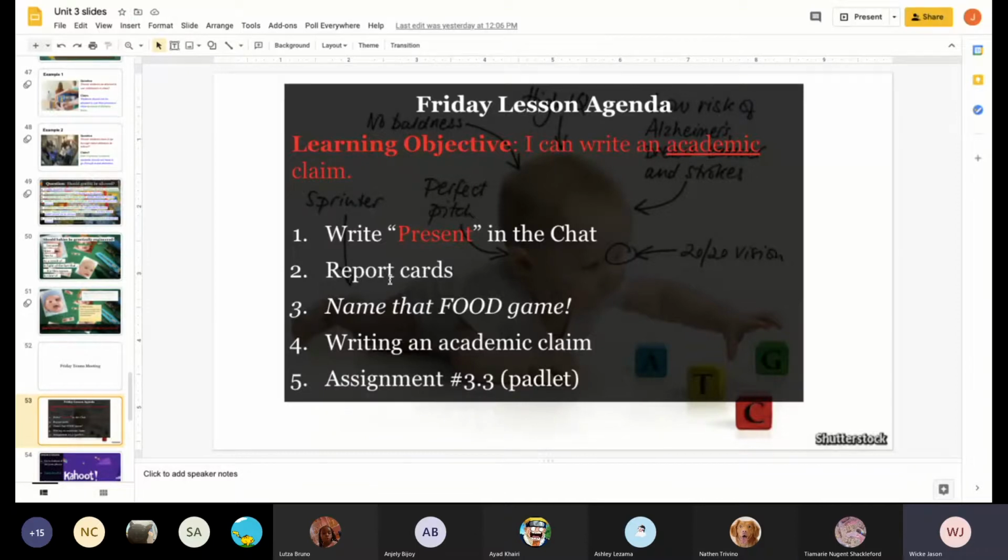So yeah, report cards for the second marking period should be on Pupil Path now. If you don't have a way of getting on Pupil Path, just send me a private message. I will send you your registration code to get onto Pupil Path and instructions.